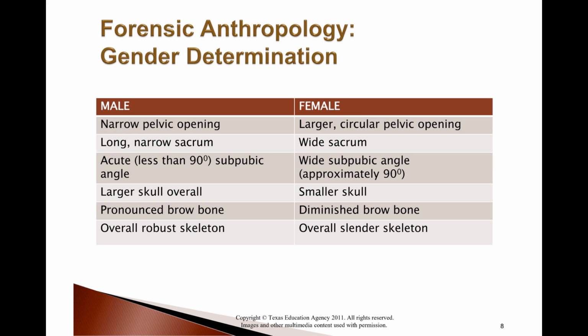For the skull, which is the next way we can tell male from female, men tend to have a larger skull overall. Please note I didn't say bigger brain, I just said larger skull. Women, on the other hand, have a smaller skull.